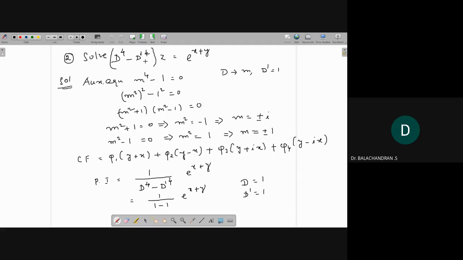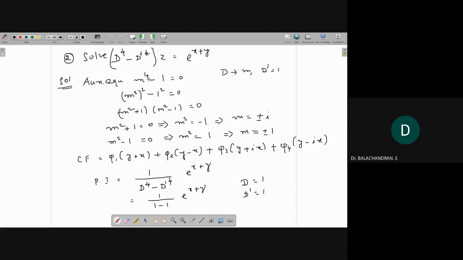So problem number 2. Solve (D⁴ - D'⁴)z = e^(x+y). First you need to find the CF. For this, you should find the auxiliary equation. So replace D by m and D' by 1. That is the first step. So m⁴ - 1 equals 0.